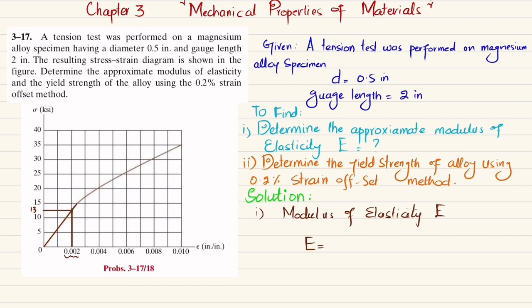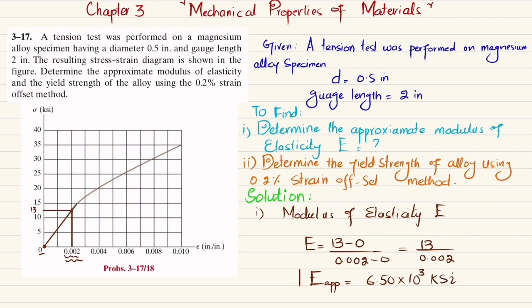So I will take the stress 13 minus 0, divided by the strain 0.002 minus the original strain, which is again 0. This will give you the modulus of elasticity. So you will get 13 divided by 0.002, and this modulus of elasticity E will be approximately equal to 6.50 into 10 raised to the power 3 ksi. So this is how we can find the modulus of elasticity using the stress strain curve.